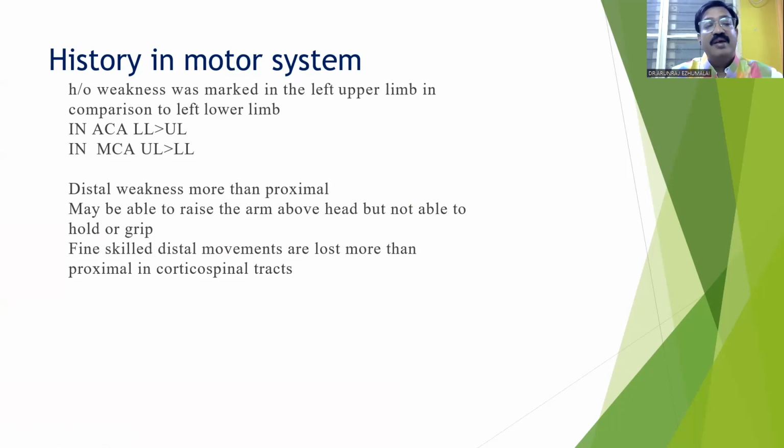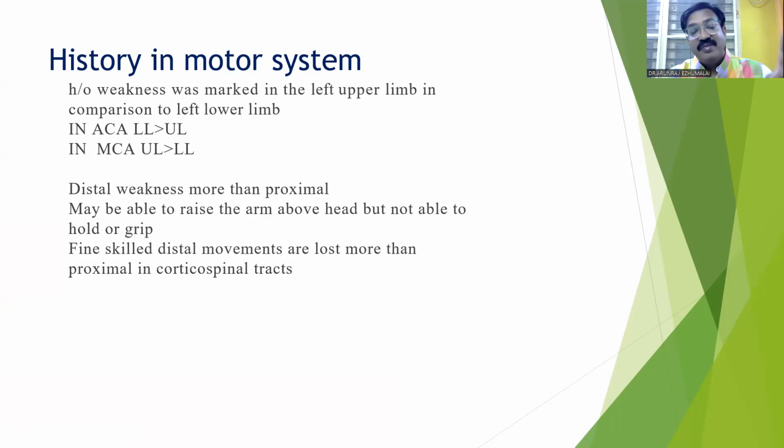For example, the patient may not be able to button or unbutton the shirt or grasp things, but he may be able to lift the upper limb above the head. This means distal is more involved than the proximal. That clinical picture you have to tell in the history, because in corticospinal tract involvement, the distal part is more involved. Finer skilled movements are affected more in corticospinal tract lesions.